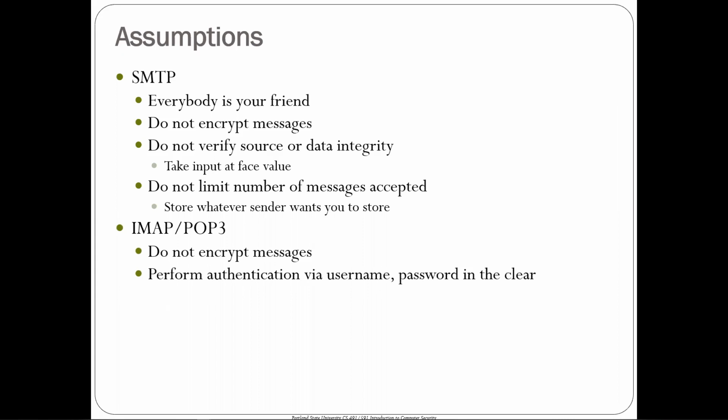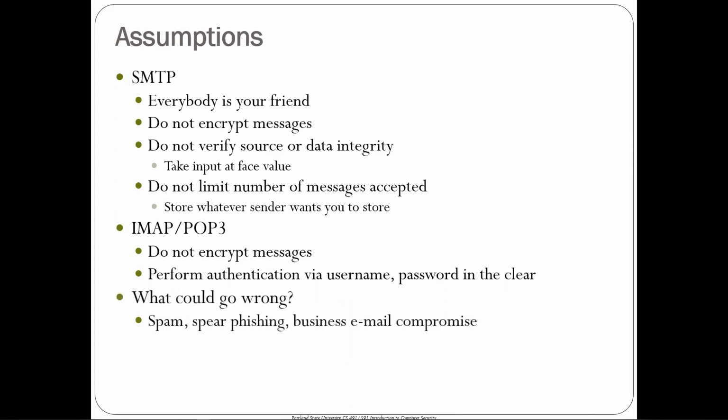Okay, and then with the access protocols, IMAP and POP3 don't encrypt any messages. You can do some authentication for the user's mailbox. So yeah, maybe username and password, but because no one is listening on the network, you can send these things in the clear. So these are the assumptions. And so what could go wrong? Well, a lot of things started going wrong: spam, spear phishing, business email compromise. All of these things are a result of poor email security.